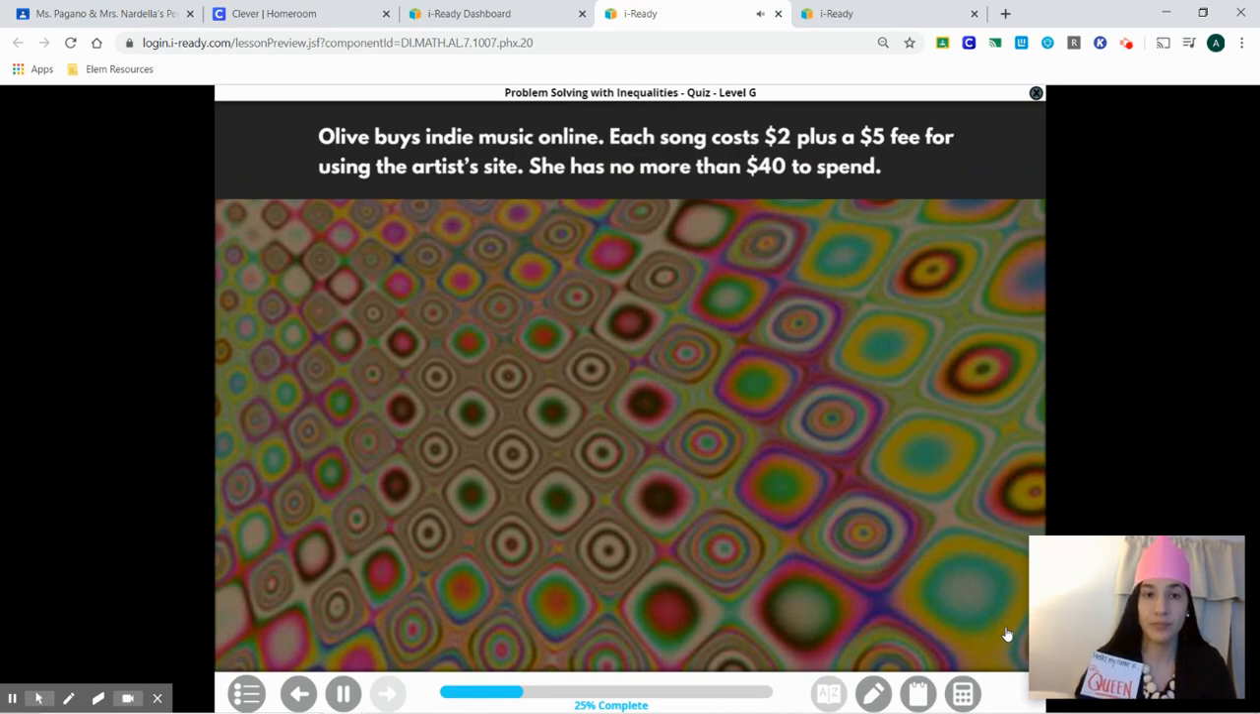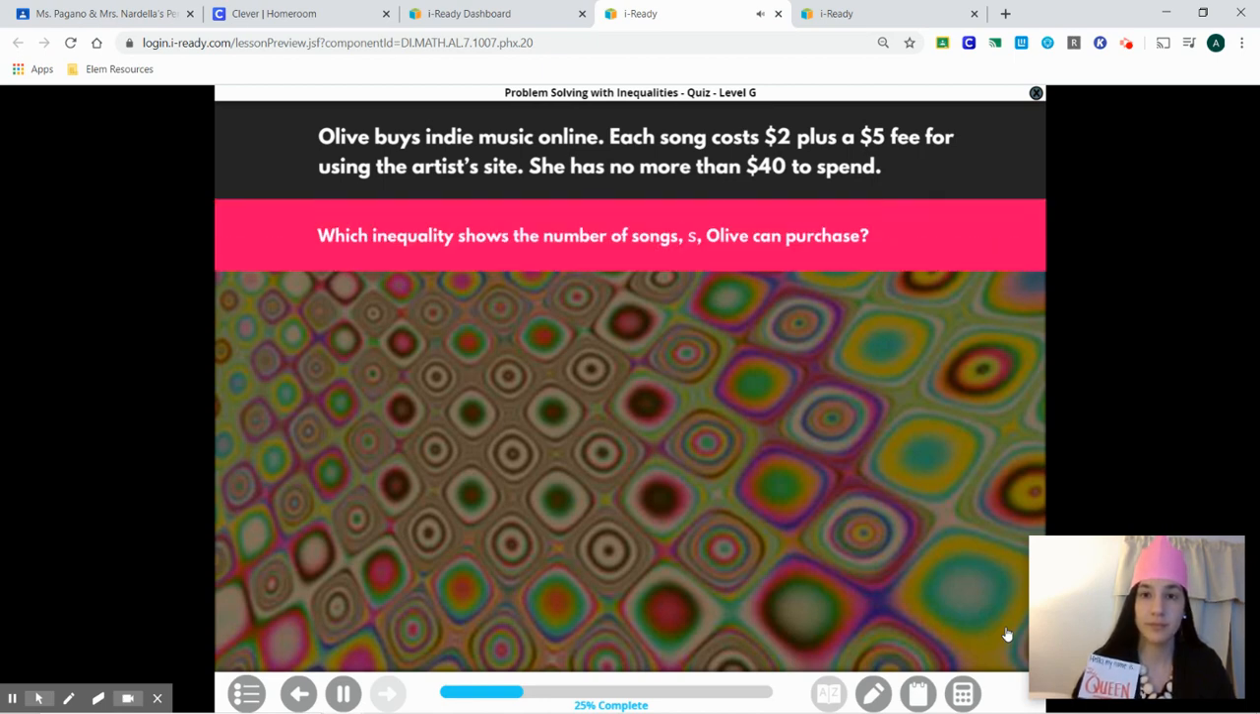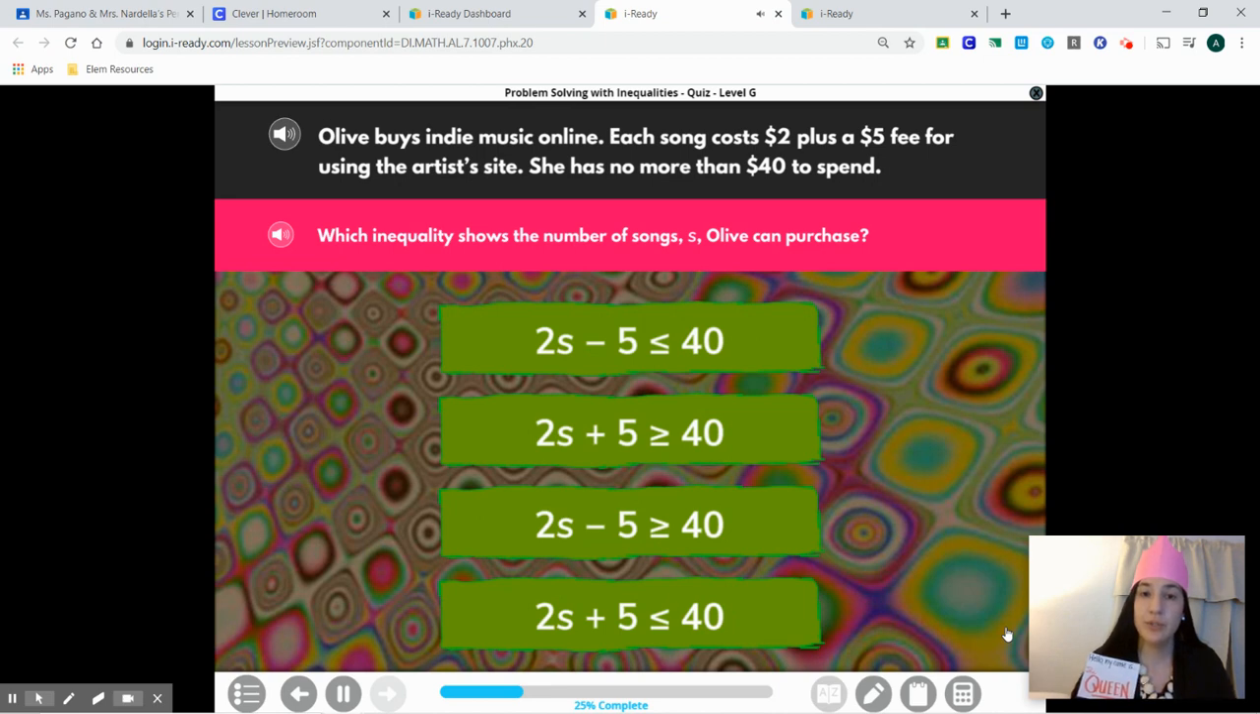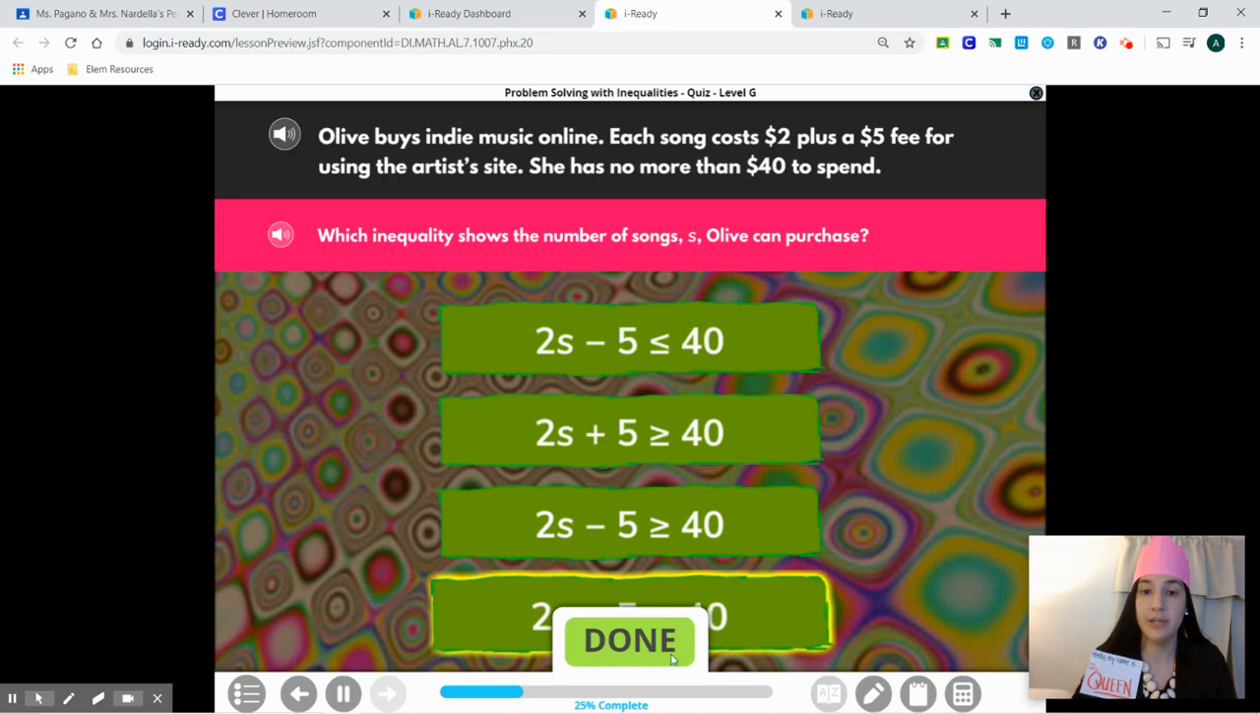Olive buys indie music online. Each song costs $2 plus a $5 fee for using the artist's site. She has no more than $40 to spend. Which inequality shows the number of songs, S, Olive can purchase? So we know we have 2S plus $5. So we know we're looking at this option or this option. And now it says no more than, so she cannot go over 40. So we need 40 or less. So right here, less than or equal to.